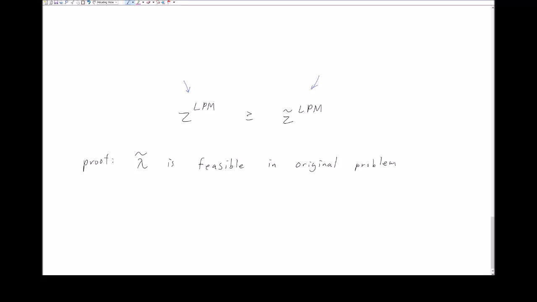Once we solve z tilde LPM, we get some solution, lambda tilde, and this solution, lambda tilde, can be plugged in and immediately be a feasible solution to our original master problem.